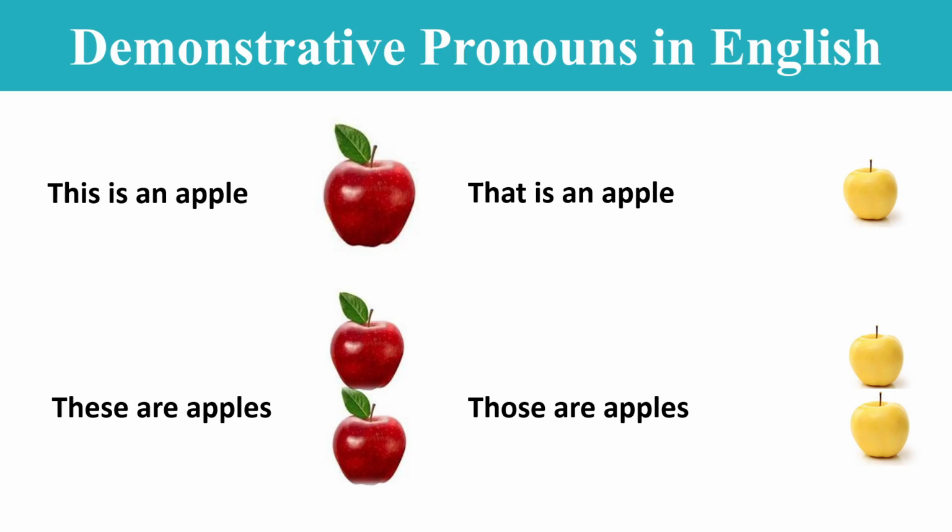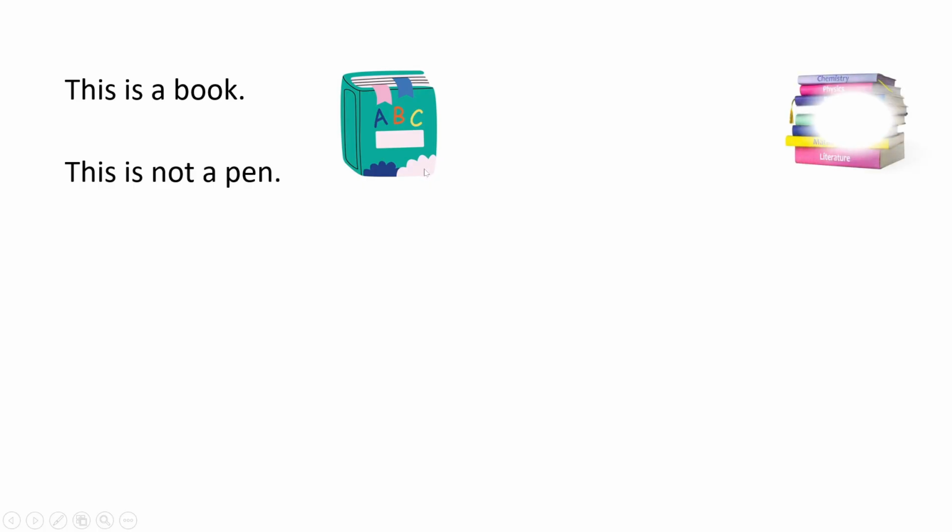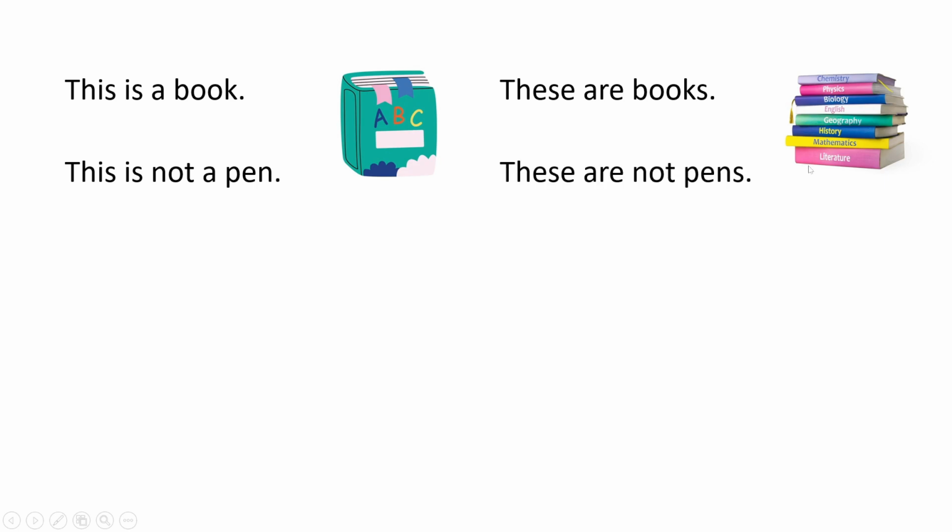Now let's go to the final part of the lesson and see some more examples with demonstrative pronouns. This is a book. This is not a pen. These are books. These are not pens.